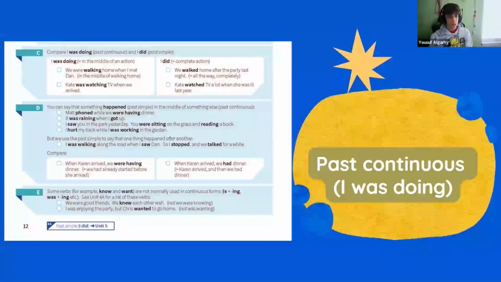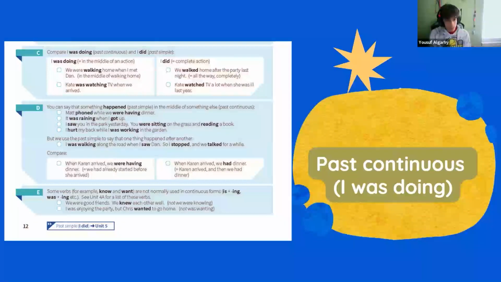All right. So the difference between these two is the first one, when Karen arrived, we were having dinner. That means that when Karen got to the house or wherever they are, they were already eating. Okay. The second one, when Karen arrived, we had dinner, means that when Karen made it, they waited for her and then they had dinner when she arrived. Okay. So the first one means whenever she arrived, they were already eating. And the second one means whenever she arrived, they started eating.